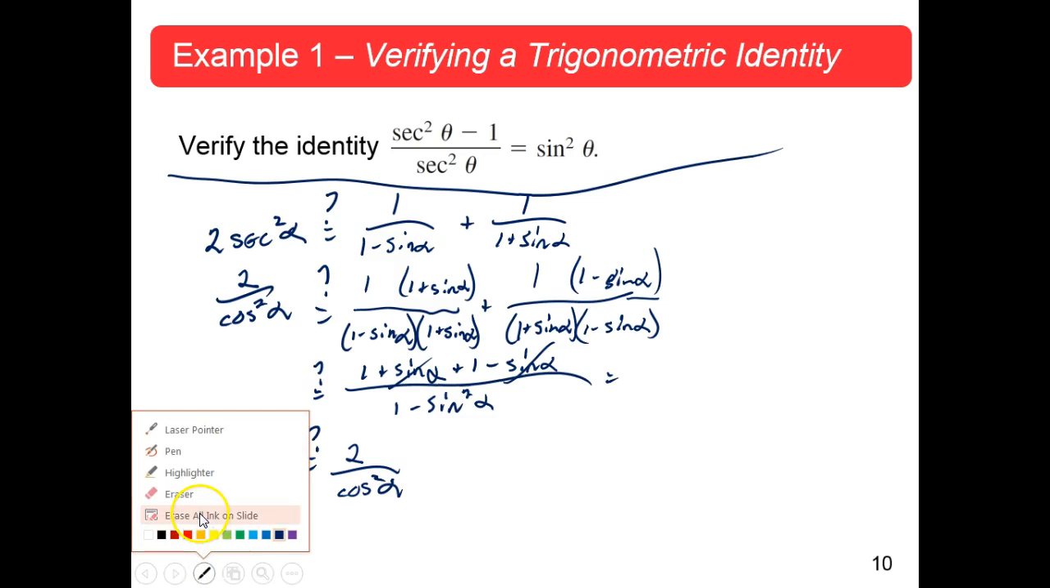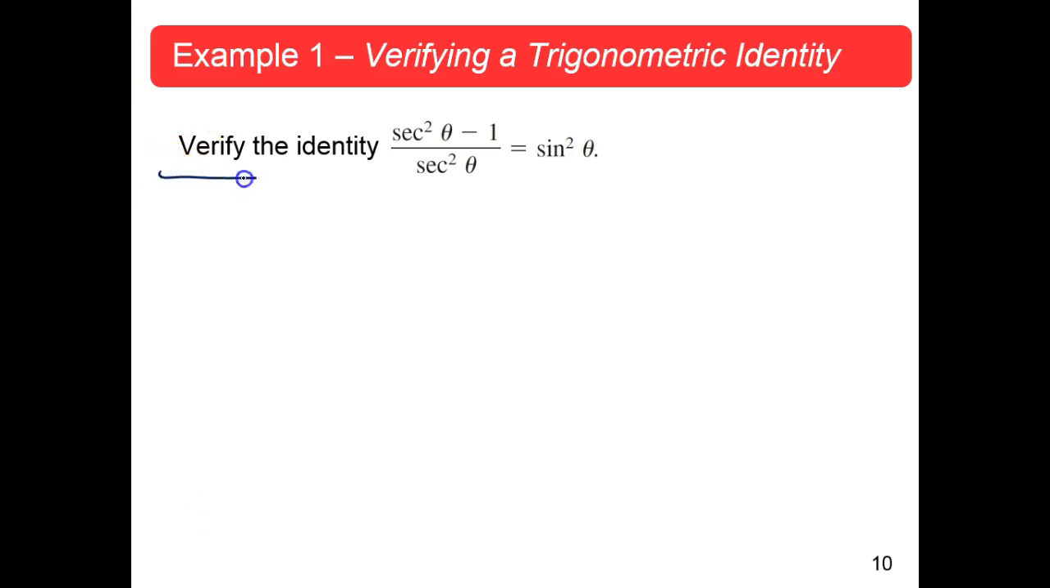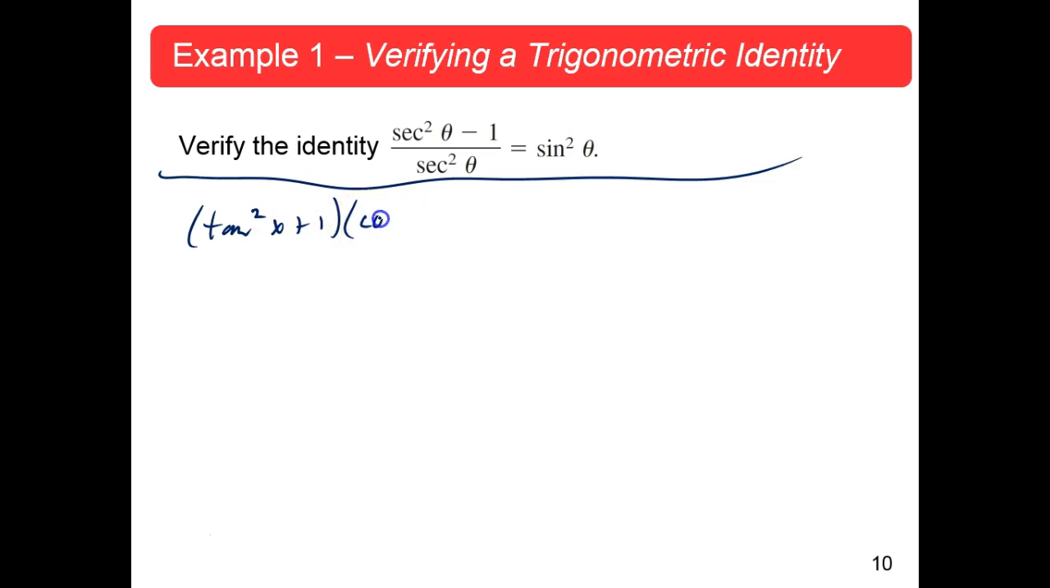Okay, let's erase the ink and do example 3. Verify this identity. Tangent squared, this time it's x, plus 1 times cosine squared x minus 1. Supposedly, we don't know, they claim it's equal to minus tangent squared x. Okay?